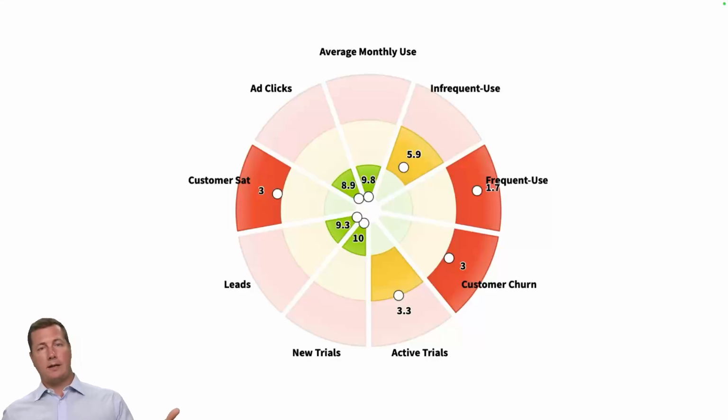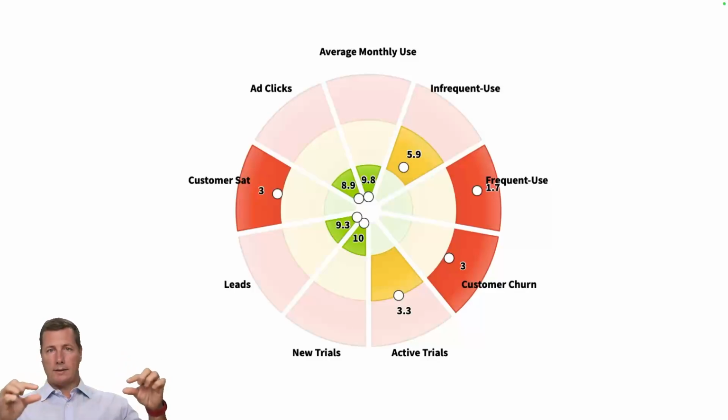In this particular example, I'm showing average monthly use for a make-believe software company: infrequent use, frequent use, customer churn, active trials, new trials. These are all related KPIs, but because KPIs are already scored on a 0 to 10 scale, it is perfect for this. You already have that normalized scale between 0 and 10, and you can compare apples and oranges.